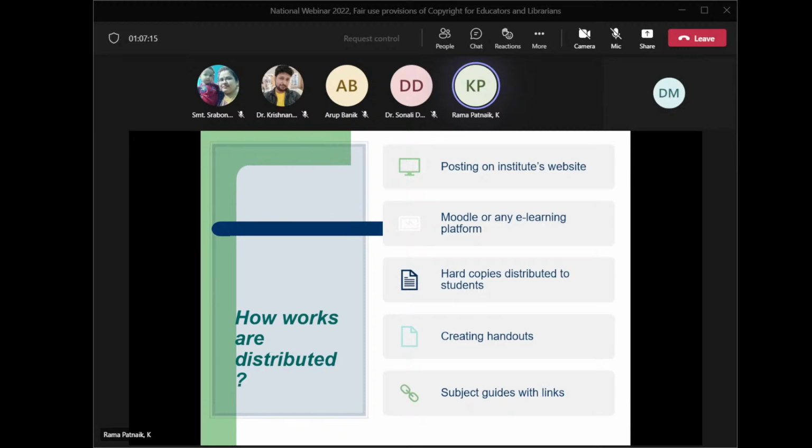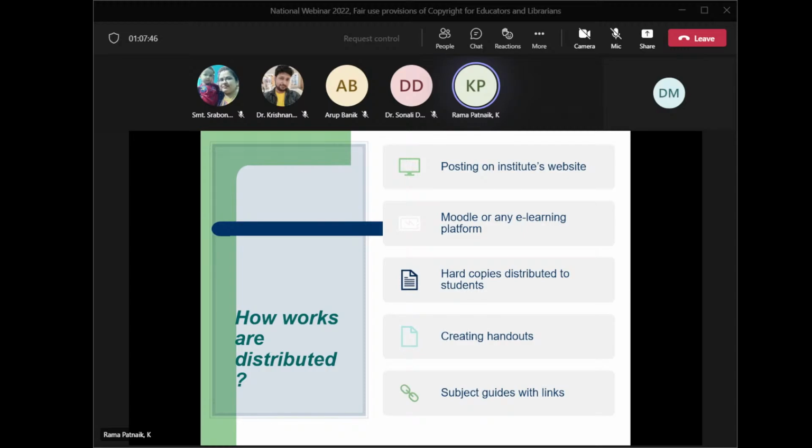And on your e-learning platform, you can also upload the scanned content, or share links, or you can download the PDF and post it on Moodle. This is also one type of distribution. And then there is creating handouts and subject guides with links. Most libraries create pathfinders and subject guides giving persistent links to the content on a specific subject.